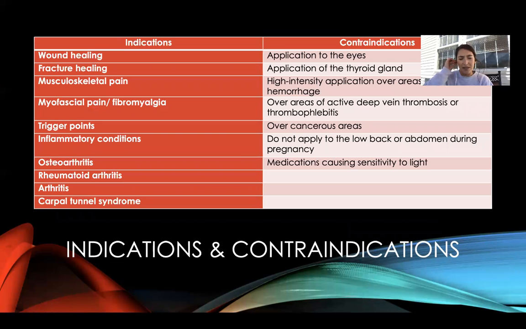And then lastly, some indications and contraindications that we find. Again, this was taken from Starkey's book as well. So indications that we want to use it for: wound healing. I've also seen it for non-union fracture healing, musculoskeletal pain, myofascial pain, fibromyalgia, trigger points. I told you that they had that specific acupuncture to help with trigger points. Also inflammatory conditions, osteoarthritis, rheumatoid arthritis, and carpal tunnel syndrome. Those are just a few of the indications.